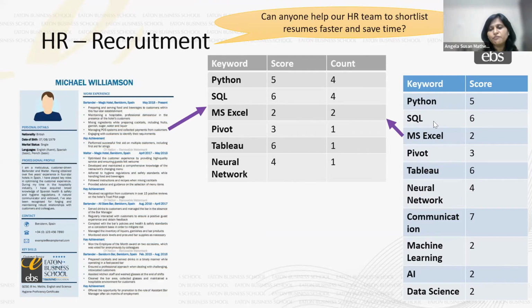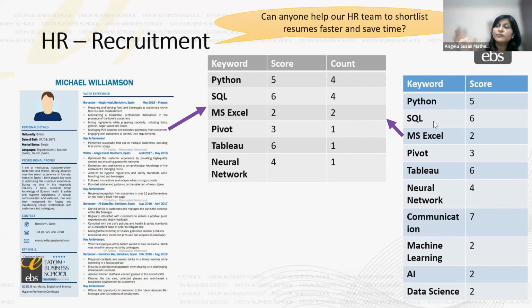So there is a score of 5 which is given for Python, and the algorithm counts the number of times Python has been mentioned in the CV. These algorithms are written in such a way that, absolutely, Google uses automated resume screening software to save time. So what's exactly happening?